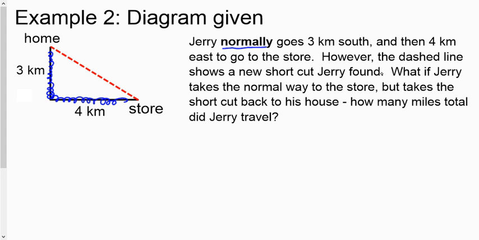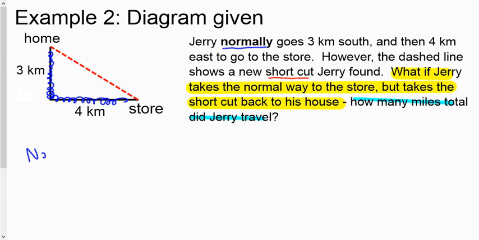However, the dashed line shows a new shortcut. And since that dashed line's in red, I'm going to underline shortcut in red. What if, and this is where we get to what the problem wants from us, what if Jerry takes the normal way to the store, but takes the shortcut back to his house? How many miles total did Jerry travel? That's all they want. So let me go back here and put this one in blue. Literally, they just want to know how many miles would he travel if he took the normal route to the store and shortcut back.